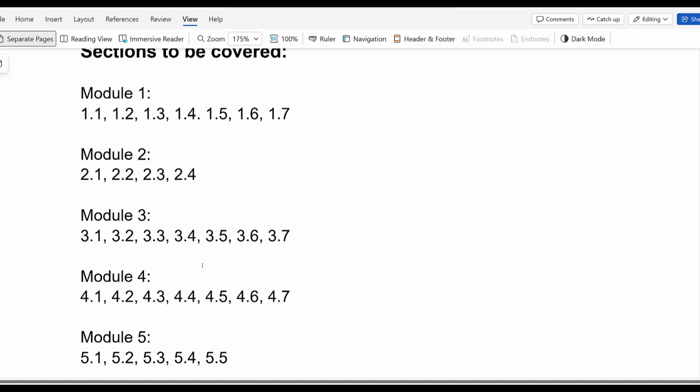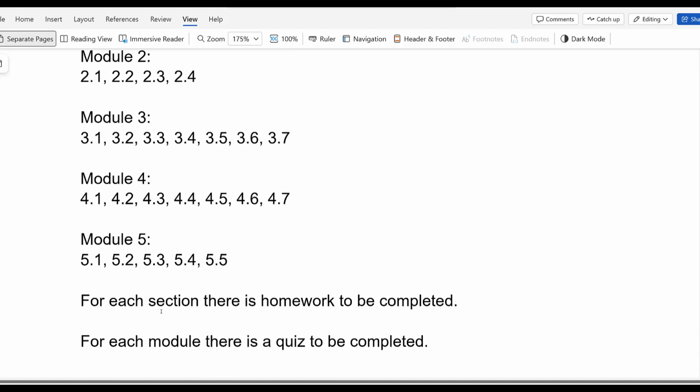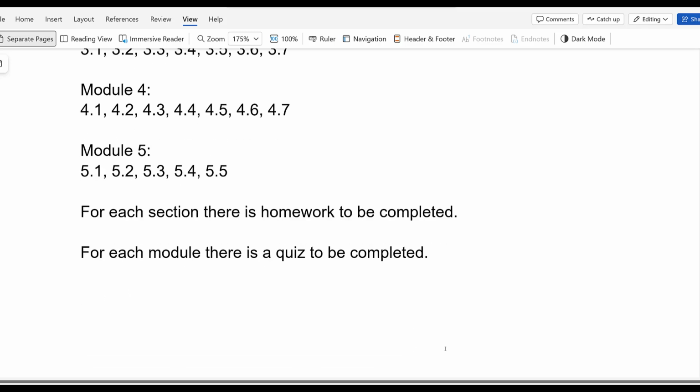And here are the sections to be covered. And each section has a homework assignment, and each module has a quiz to complete.